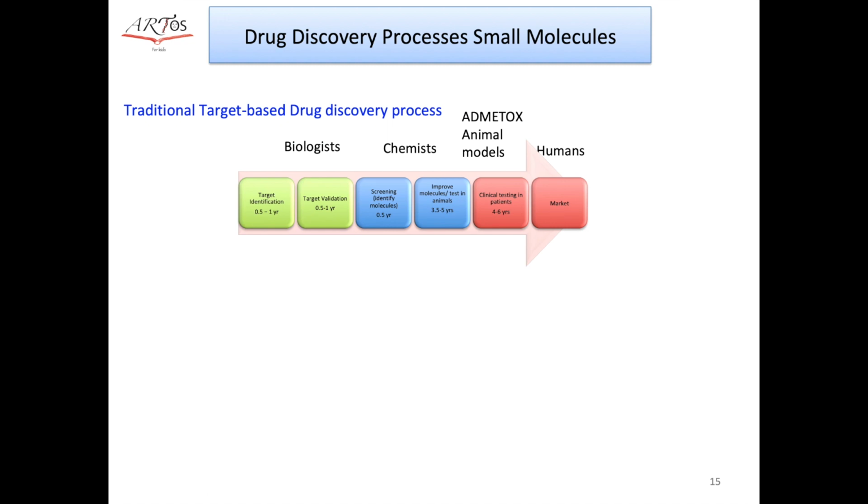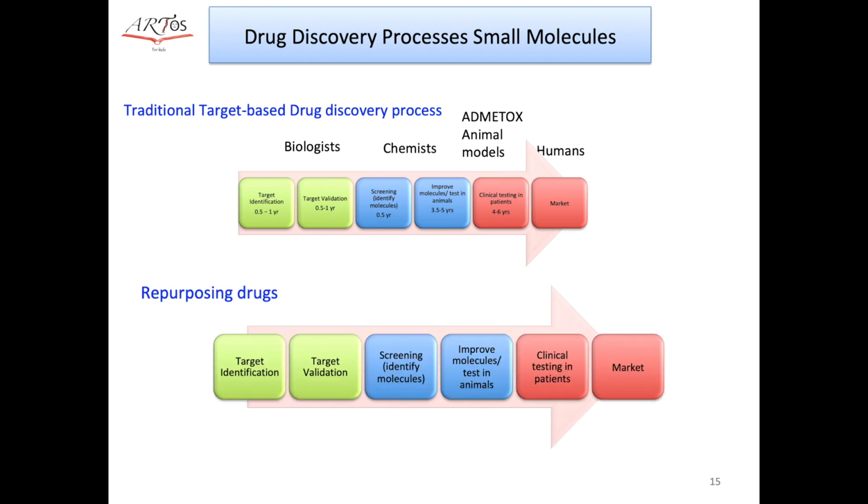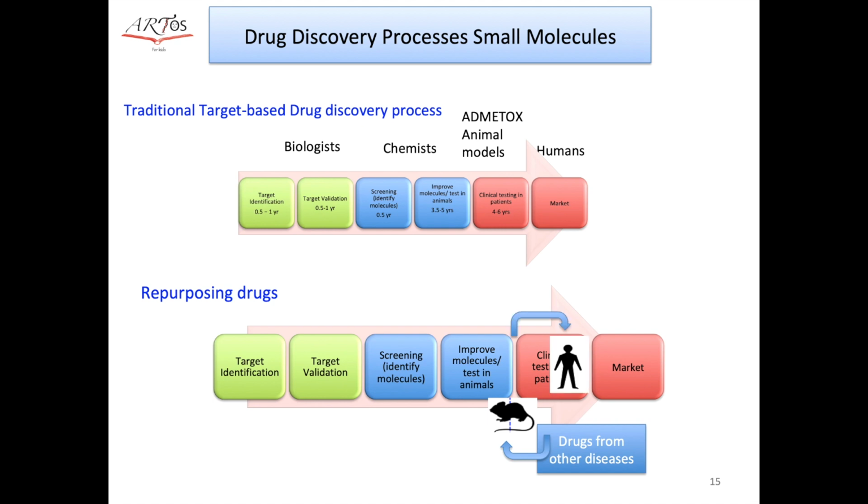An alternative to the target-based drug discovery process is the repurposing drugs. In that case, you take a drug that is already on the market, so already went through the whole process. Test it directly in your cellular model or even directly in the animal models. If you see disease modification, you can go directly to human testing, skipping the toxicology and ADME tests, since the drug is already on the market. It tremendously reduces time and cost, but will be less specific to your disease than the drug that went through the traditional process.